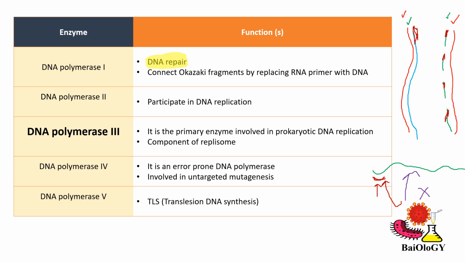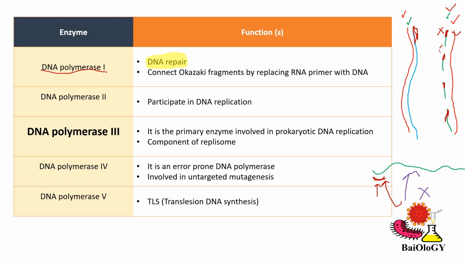So as to make this strand continuous from its discontinuous parts, the RNA primers need to be removed. The first step would be removal of the RNA primers, right? We have to remove these RNA primers. The next step will be sealing them, that is, adding nucleotides between these gaps. This removal of the RNA and replacing it with DNA is usually done by DNA polymerase 1.